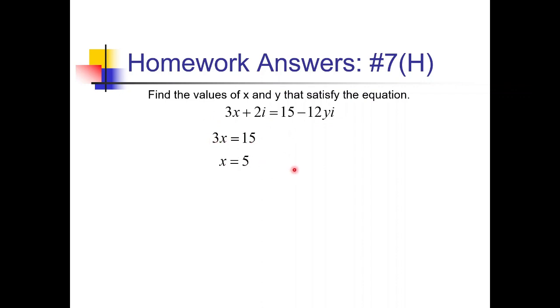And then I can do 2i equals negative 12yi. And then if I divide both sides by, let's see here, I have to divide by negative 12, right? So that's going to give me 2 over negative 12, which I can reduce to negative 1 over 6.